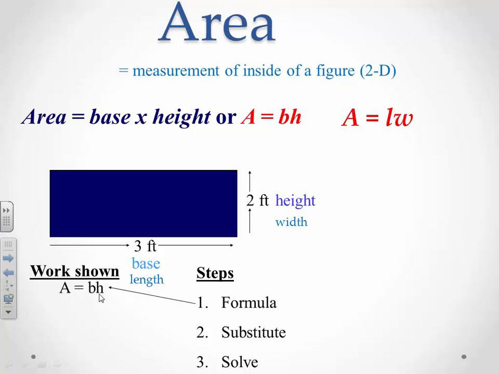So the formula is base times height. If we substitute, pay very close attention here. Substitute means, for example, if someone comes and takes my place, of course we know someone can't take my place. However, if someone comes and tries to do my job, they are substituting for me. They're in place of me. So look what we're doing. We're putting the 3 in place of the B because that's the base, right? We're putting the 2 in place of the H because that's the height.